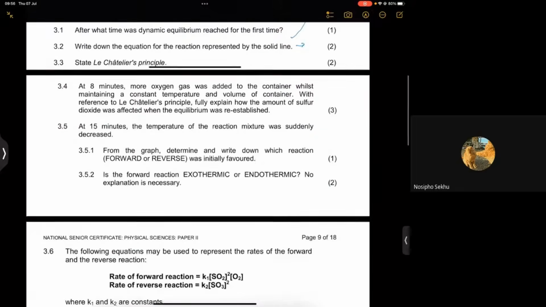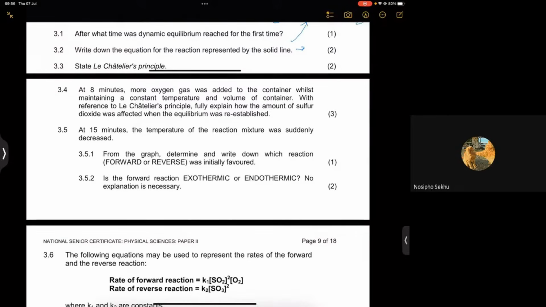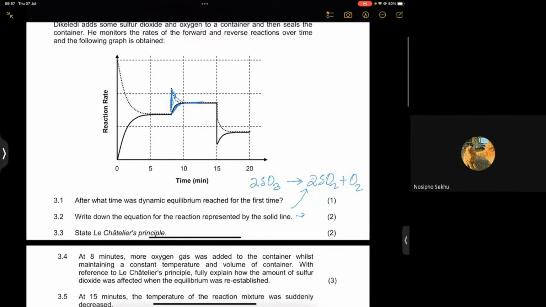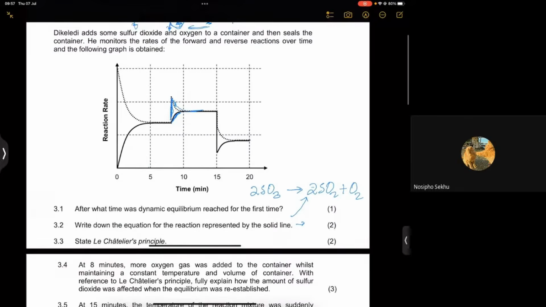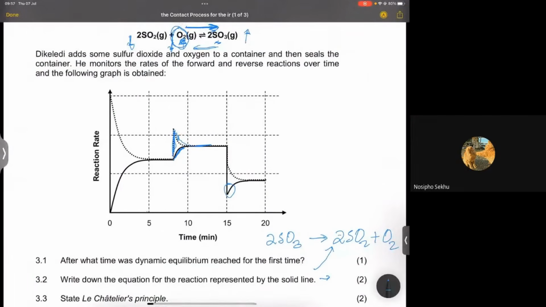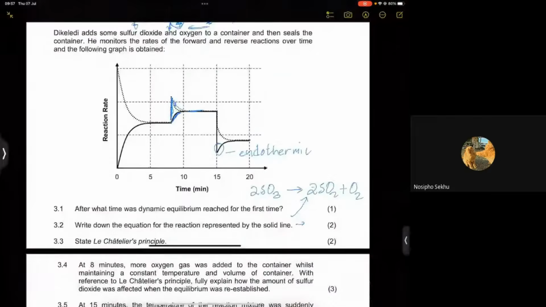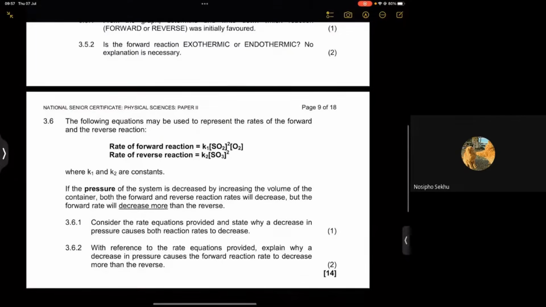Now they ask the question, is the forward or reverse reaction exothermic or endothermic? No explanation is necessary. Remember which one was affected the most? It's definitely that reverse reaction, so your reverse reaction is endothermic. If the reverse reaction is endothermic, what does that mean for the forward reaction? It means the forward reaction is exothermic. So remember that the forward reaction is exothermic for this reaction.